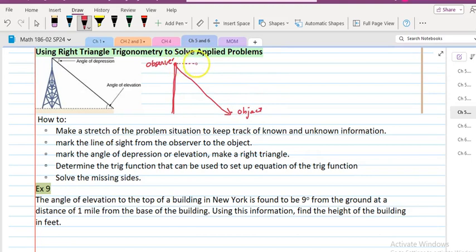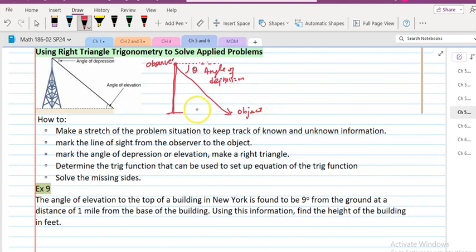Normally when we look straight, we look parallel to the horizontal, but because the observer stands on top of a building, at a particular height, when they look down to see an object, there is an angle that the eye needs to go down, depress down. So this angle is called the angle of depression. It is the angle that the line of sight makes with the horizontal. It's called depression because the object is below you.